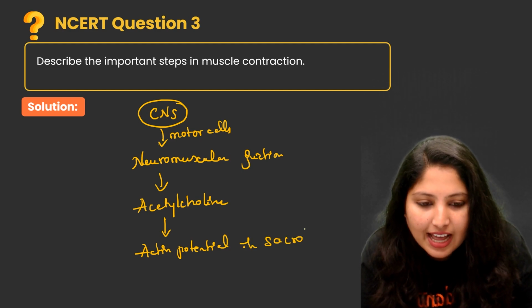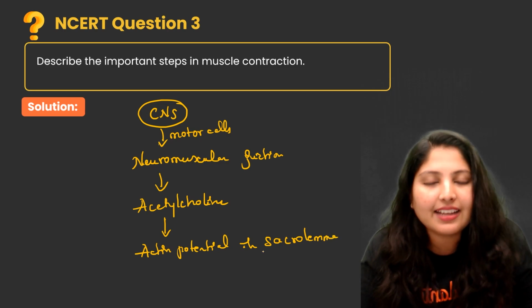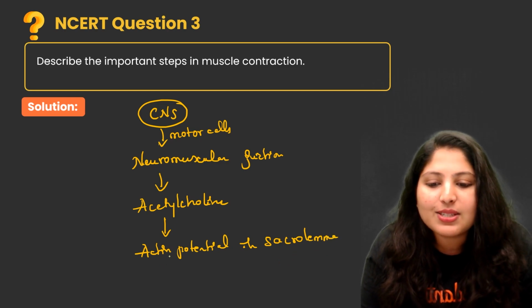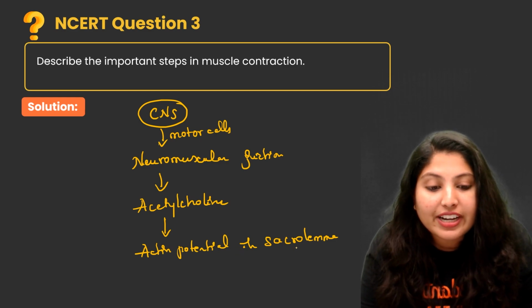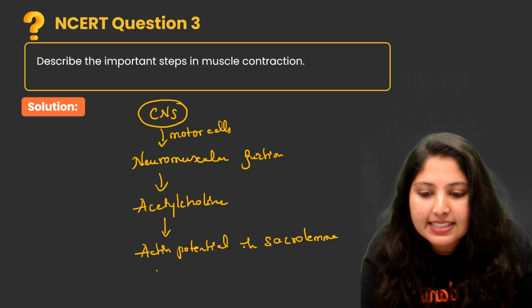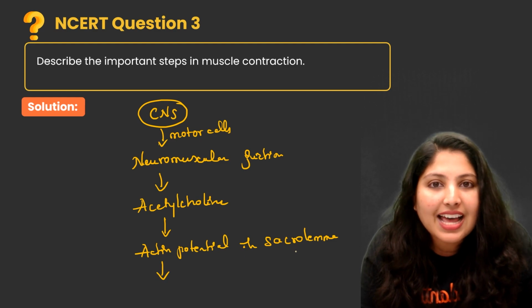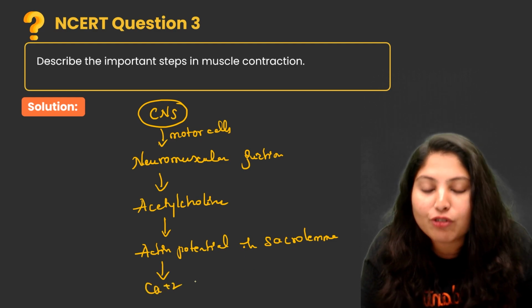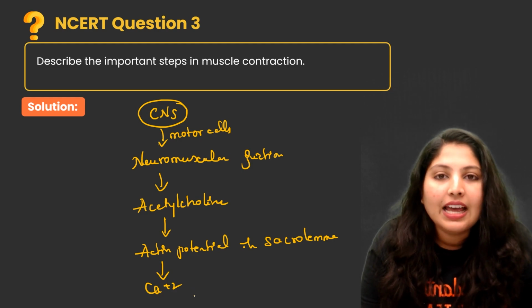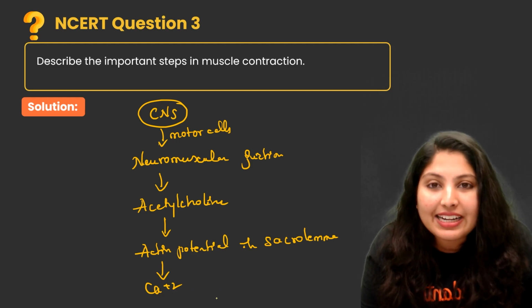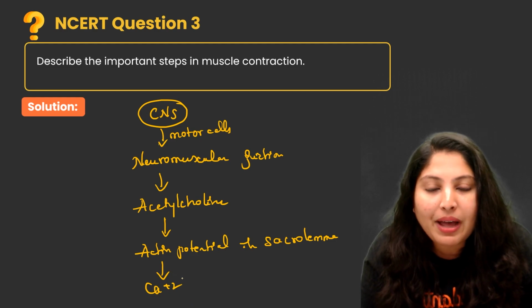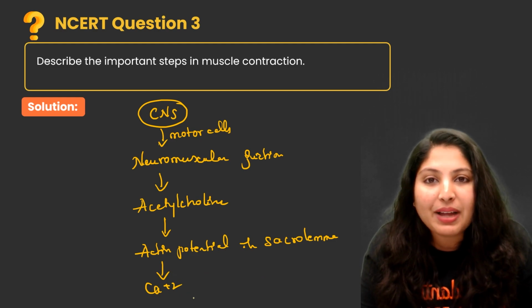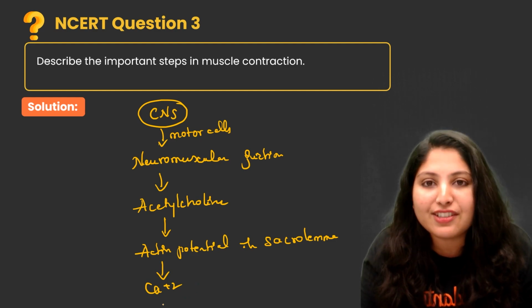sarcolemma. The cytoplasm of the sarcomere is known as sarcoplasm. So the action potential is generated in the sarcolemma. Hence, the calcium ion concentration increases; that means the sarcoplasmic reticulum releases calcium ions into the sarcoplasm. So the sarcoplasm contains more calcium ions.